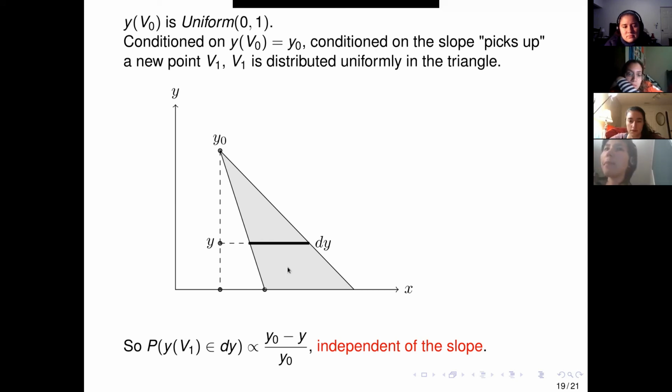Because that point is uniformly distributed, I can figure out exactly what the height of the new point has to be. The probability that the height of the new point is y is going to be (y0 minus y) divided by y0. You can just take my word for it, but this probability is independent of the slope, and not only that, it is proportional to y. In other words, the height of this process is exactly a beta 2,1. This is exactly my stick breaking process.